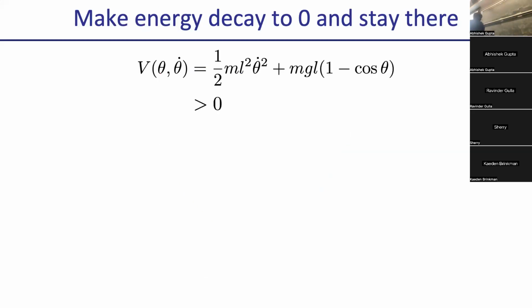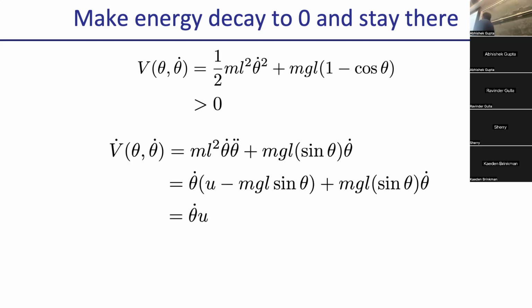And so you're going to define the energy of this pendulum, right? The first term is kinetic energy. The second term is potential energy. And you can see that it's positive. The first term has a square, it's ml squared theta dot squared. And the second term has a 1 minus cosine theta, which is always positive. So both terms are positive, which means the whole thing is positive. So the energy is always positive.